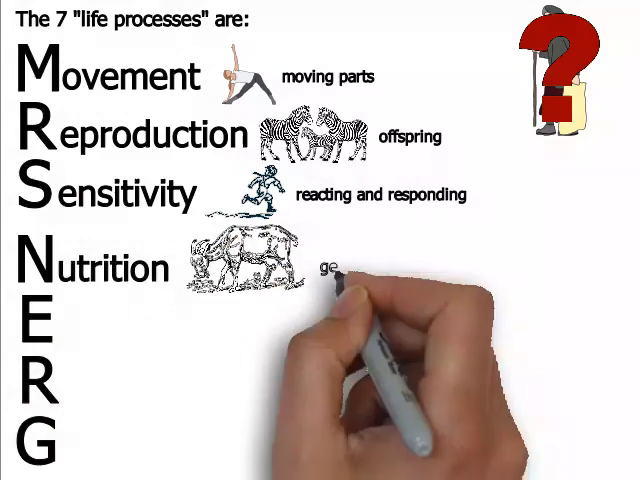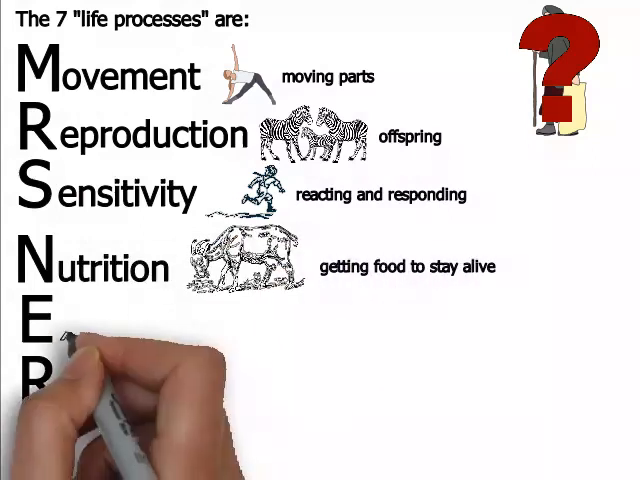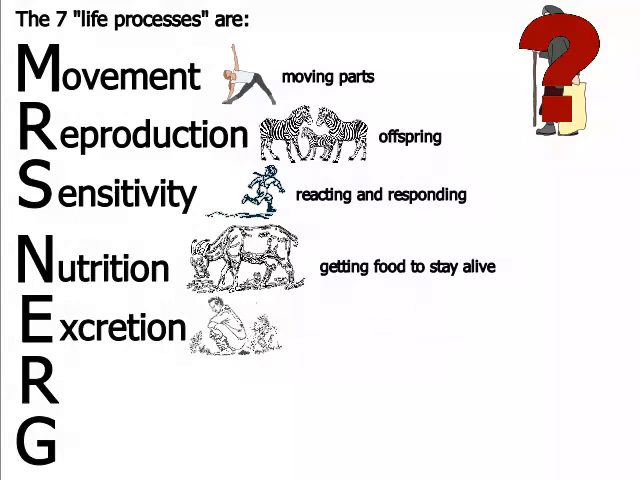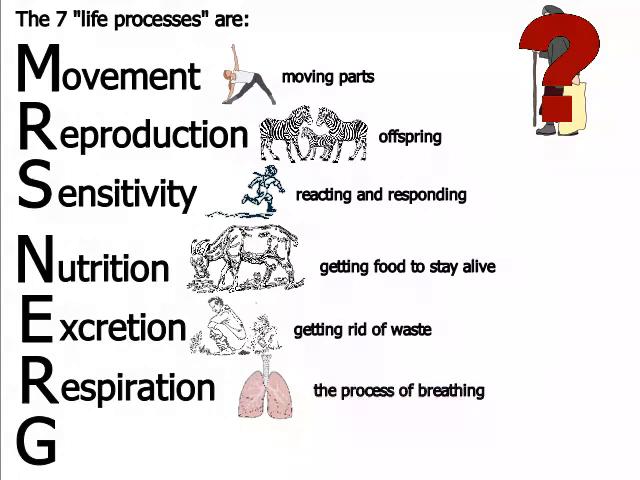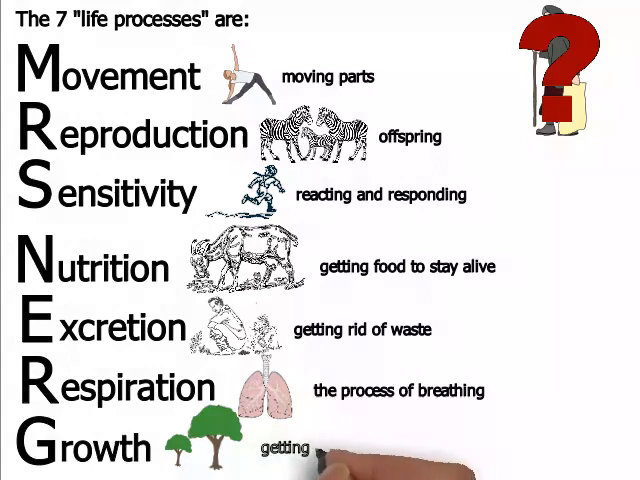Nutrition. Finding and consuming food to stay alive. Excretion. Getting rid of waste materials. Respiration. The process of breathing. And last but not least, growing. Expanding and getting to adult size.